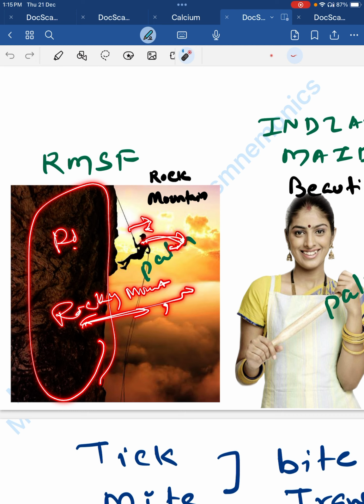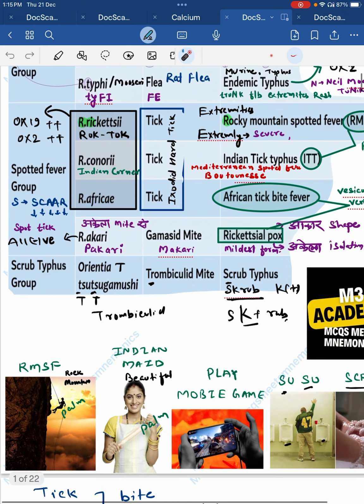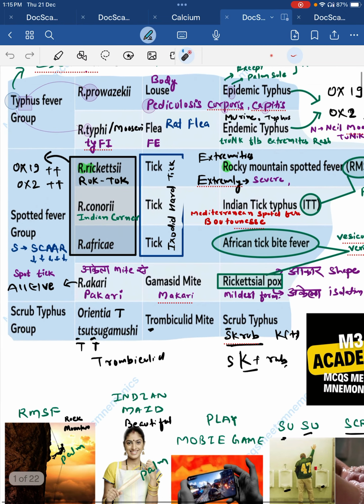And the person climbing uses his palm and sole. So palm and sole are involved in Rocky Mountain fever. And you can remember it like rock talk. Rock talk means tick is the vector, and an extremely severe disease, and the extremities are involved in Rocky Mountain spotted fever.